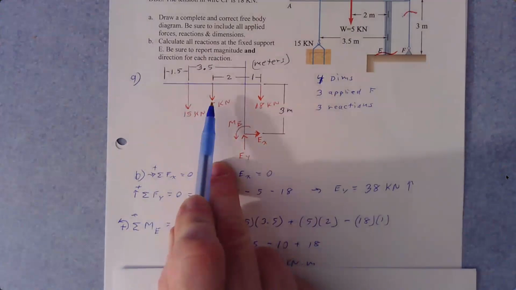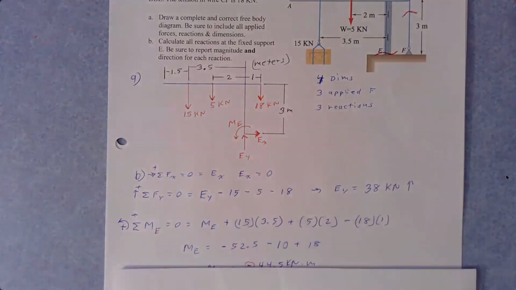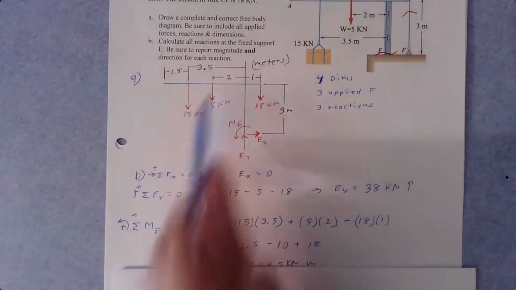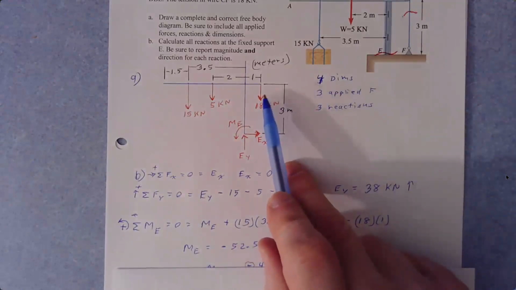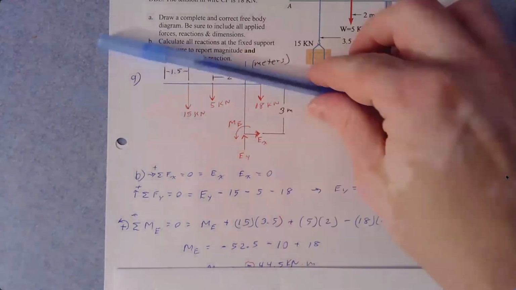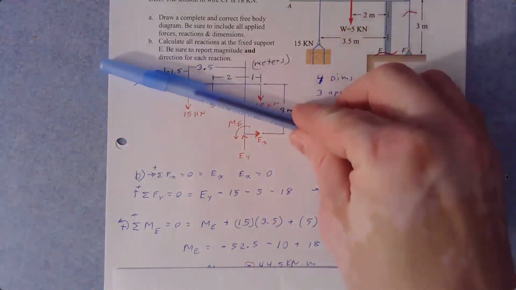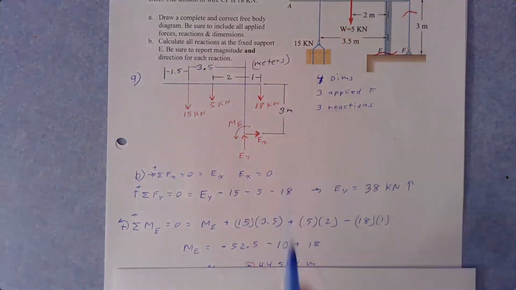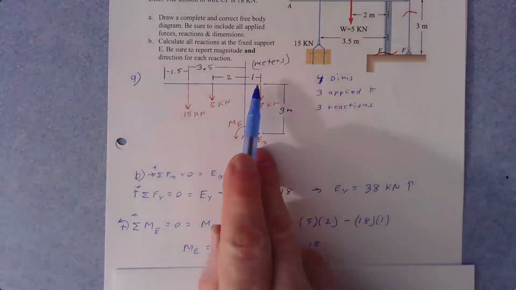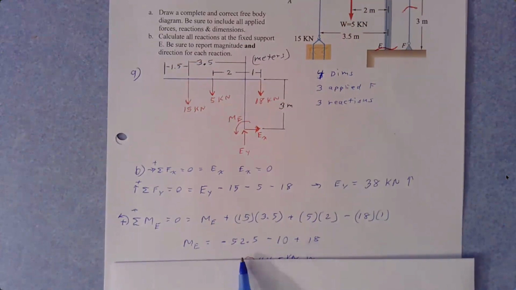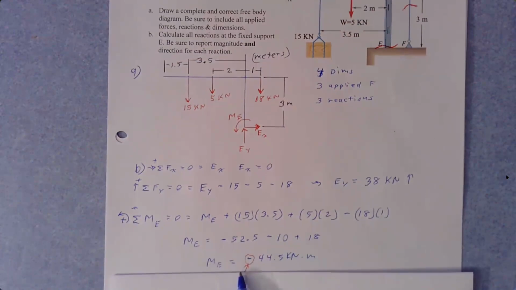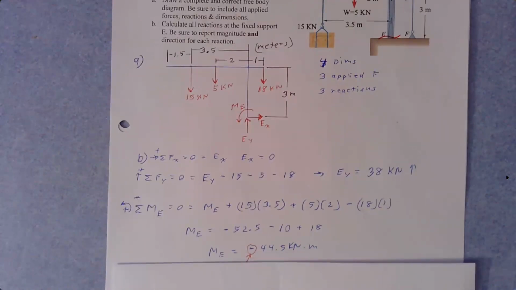Again, the 5 kilonewton force is also generating a counterclockwise moment. So that's a positive moment, 5 kilonewtons times 2 meters, perpendicular distance. Next, we have an 18 kilonewton force. This is generating a clockwise moment, so that's going to be a negative sign. And it's 18 kilonewtons acting 1 meter away as your perpendicular distance. You basically just multiply these values together. You wind up with the moment about E is negative 44.5 kilonewton meters.